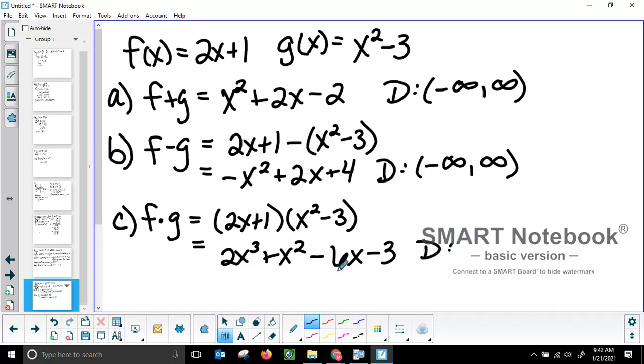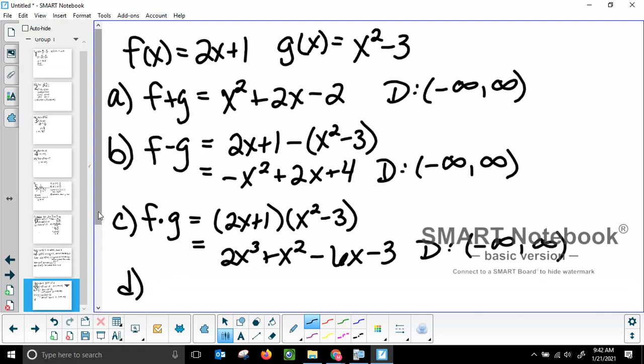Again, there's no square roots or denominators to mess with us here. So my domain is negative infinity to infinity. There were no like terms to combine here. Of course, if you have like terms, make sure that you combine them.